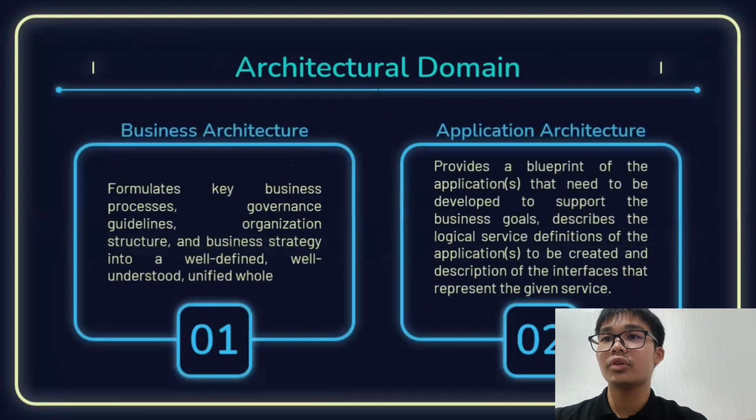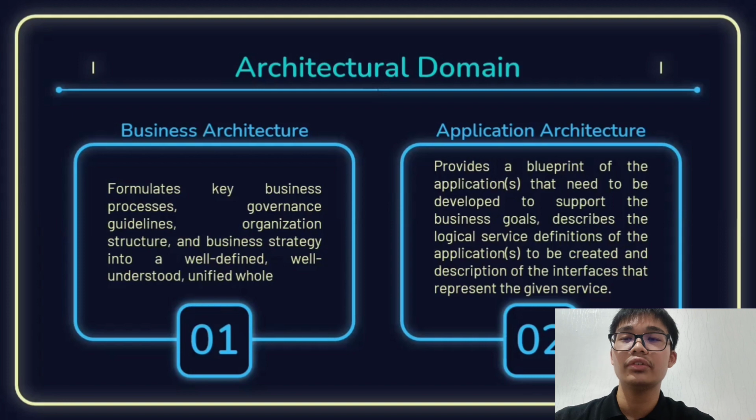Business architecture formulates key business processes, governance guidelines, organization structure, and business strategy into a well-defined and well-understood form. The second one is application architecture, which provides a blueprint of the applications that need to be developed to support the business goals, describes the logical service definition of the applications to be created, and describes the interface that represents the given service.